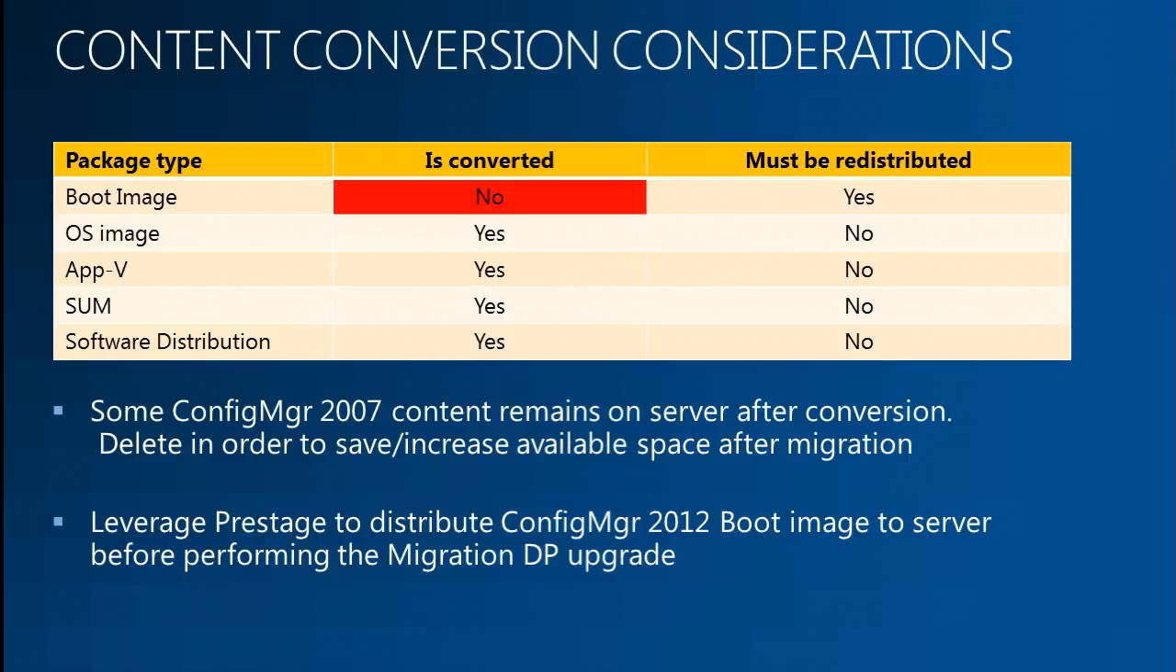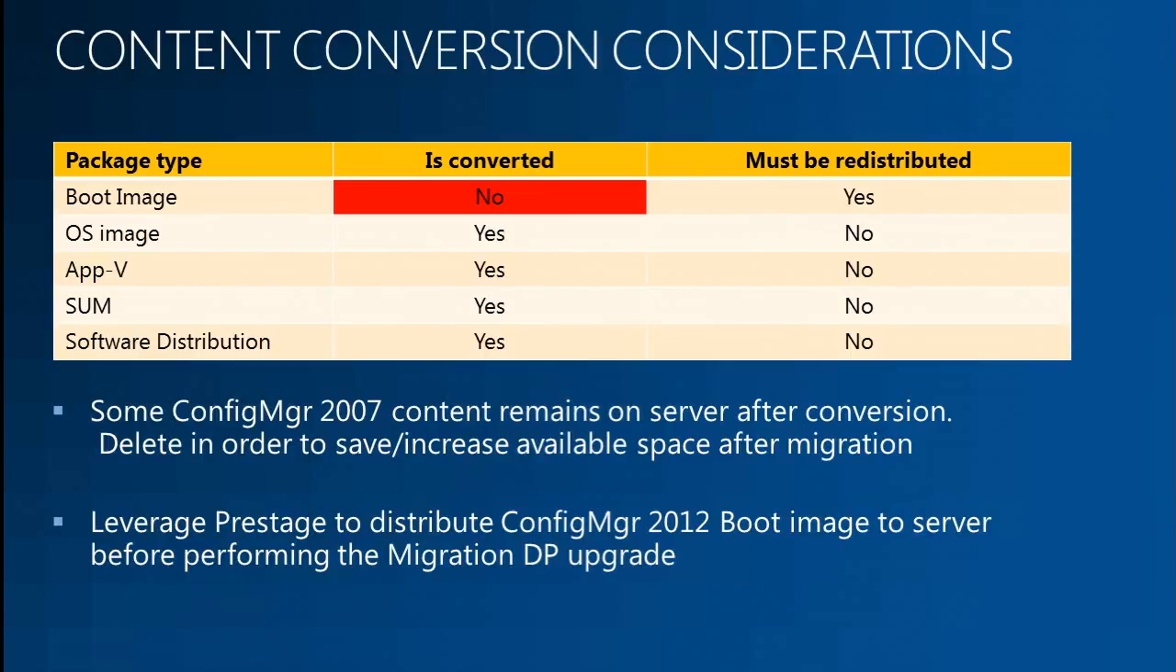It's highlighted in red up there. So that must be redistributed down there. If it's an OS image, App-V, software update, software distribution, all that stuff is converted, as I showed you on the slide. So that boot image is not. One of the things you might want to do is, let's say you had a secondary site and PXE was enabled on that particular site, and then you upgraded it to 2012. It's not going to have a boot image down there.